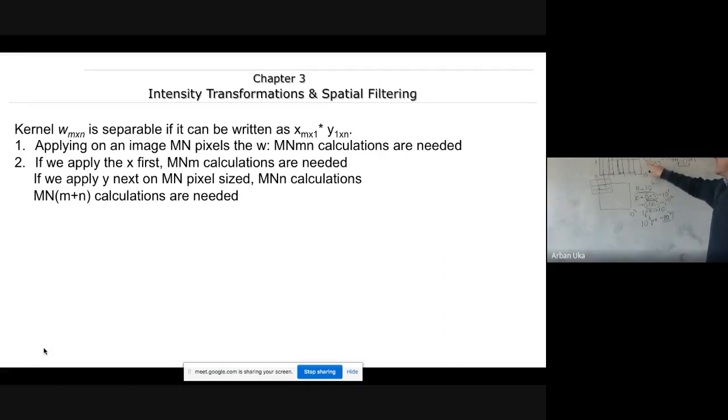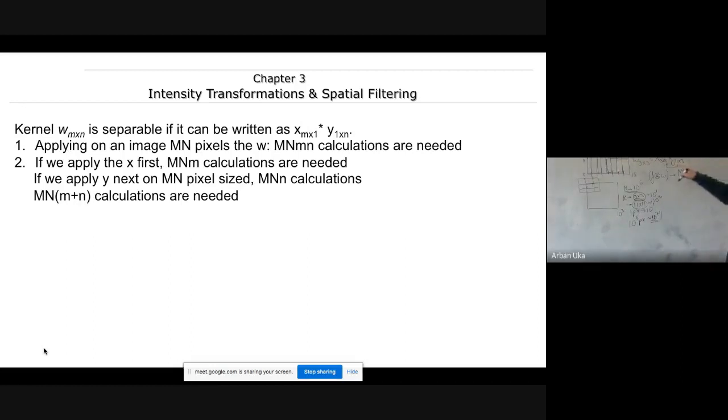If a 3 by 3 matrix can be written as a product of 2 vectors, we call this separable. Being separable helps us in this case: if we had a 3 by 3 kernel, we can convolve a function with the kernel W, and the number of calculations was equal to MN times little m times little n, where MN is the dimension of the image. Here both were 3. Little m and n are the dimensions of the filter. So this is how many calculations we need to do.